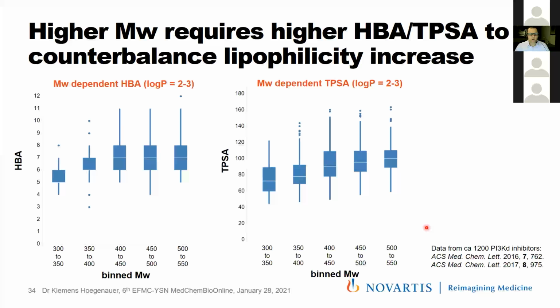And of course, as you go higher in molecular weight, you also need to cover that with a higher hydrogen bond acceptor or polar surface area count, because you can't just add carbon atoms. You need to counterbalance these with a little bit of polarity in order to counterbalance that lipophilicity space. And this is just outlined. If you want to stay in the same logP range, you need to actually increase the hydrogen bond acceptors or the total polar surface.